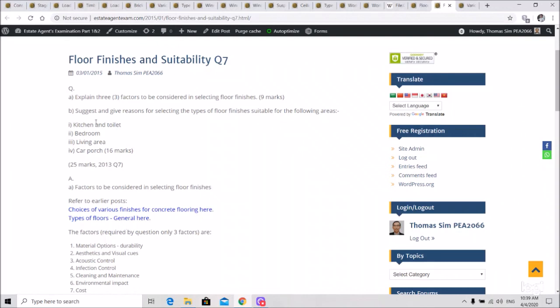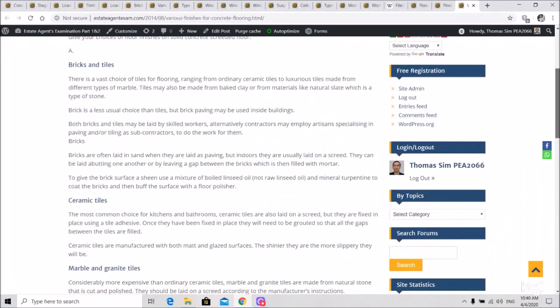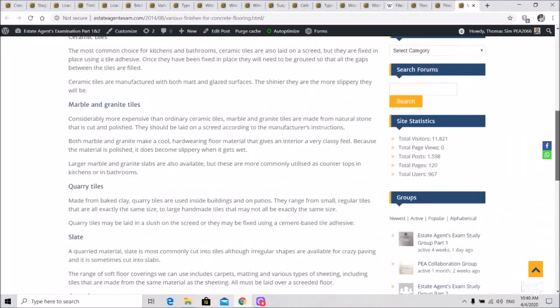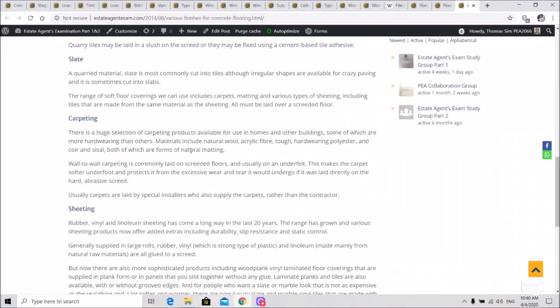So maybe here, kitchen, toilet, this was 2013. In 2007 and 2019, last year, they said living room. So the living area is on part 3. Now move on to the different bricks and tiles. Okay, what are the advantages? Why do you choose ceramic tile? Why do you use marble, granite tiles? Why do you use quarry tile? Why do you use slate? Why do you use carpet?